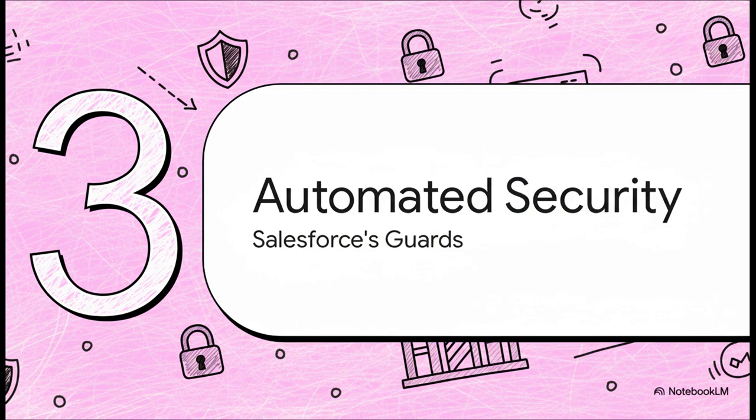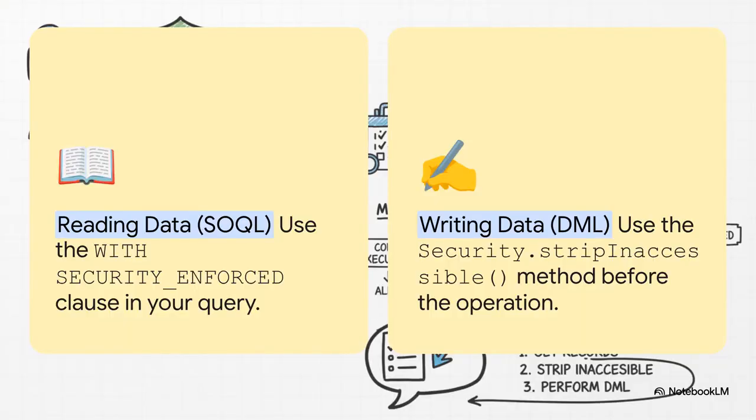Now, those manual checks give you amazing, fine-grained control, but yeah, they mean writing a little more code. So what if you want a more automated approach, a more hands-off way to do this? Well, that's where Salesforce's built-in defenses come into play. Think of these as automatic security guards for your code. So, Salesforce gives us two main tools here, and they're pretty easy to remember. For reading data with a SOQL query, we can just add a simple clause. And for writing data with a DML operation, there's a specific method we can use. So one for data coming out and one for data going in.